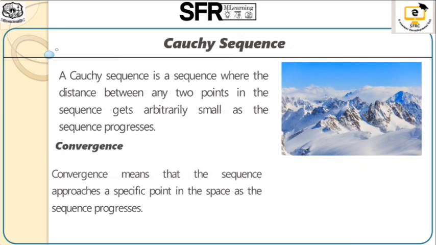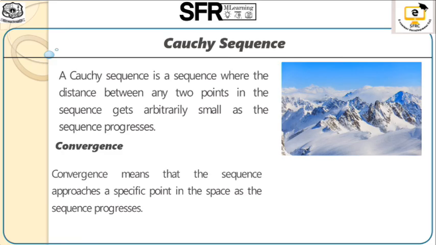Let us see elaborately about Cauchy sequence and convergent sequence. A Cauchy sequence is a sequence where the distance between any 2 points in the sequence gets arbitrarily small as the sequence progresses. That means if we consider 2 points xn and xm in the space, the distance D of xn comma xm becomes arbitrarily small as we allow n and m to tend to infinity.